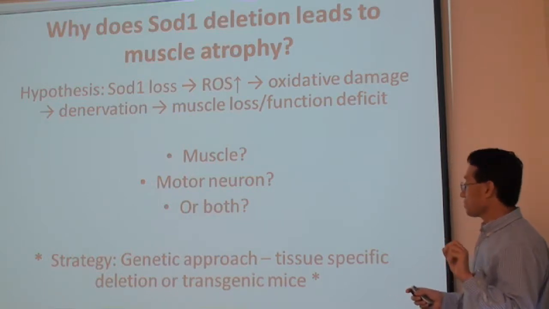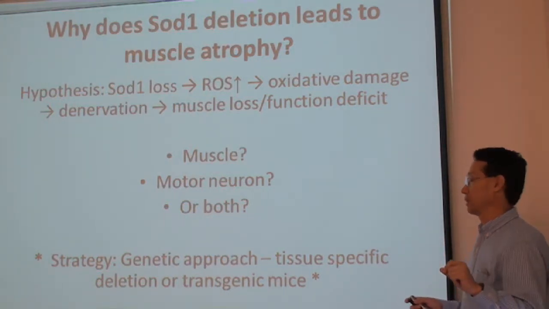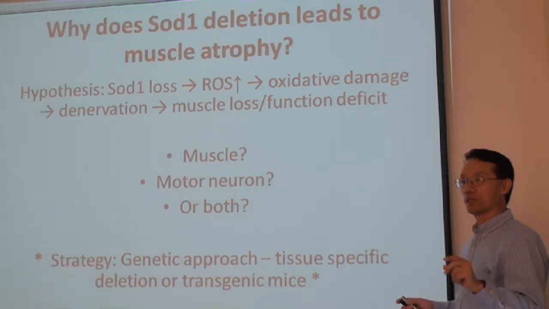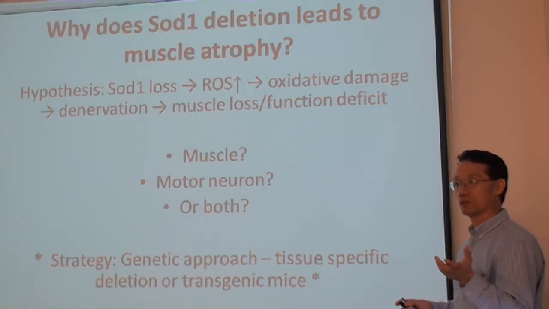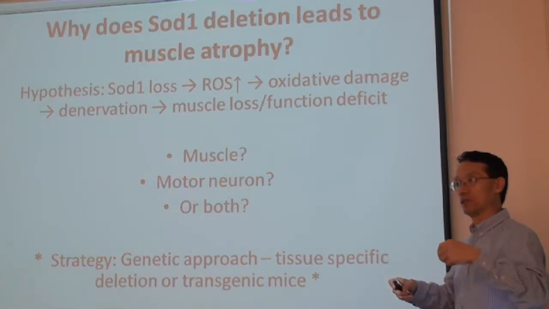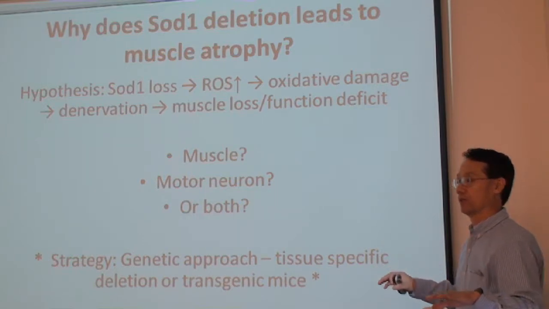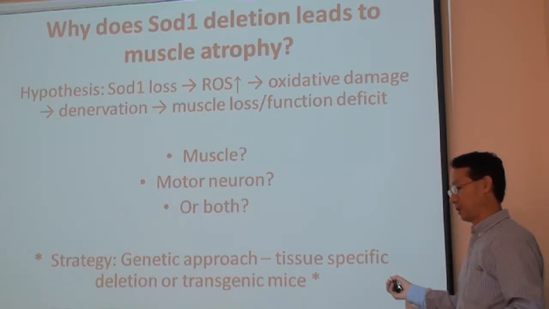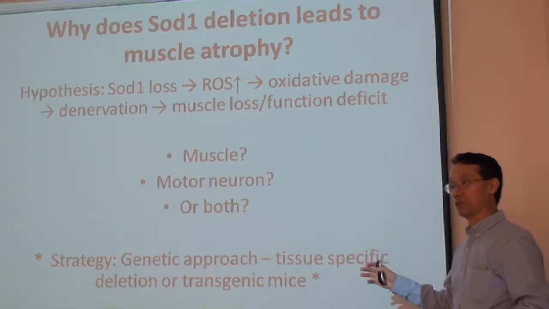So to answer this question, we need to use a genetic strategy. That strategy is to knock out SOD1 specifically in neuron or specifically in muscle. Another thing is to overexpress, to restore the SOD1 expression either in neuron or muscle of SOD1 mice. So two strategies. One is in wild-type mice, you knock out either in neuron or muscle. The other strategy is to restore the SOD1 in SOD1 knockout mice, either in muscle or neuron, to see what happens to the muscle function and muscle mass.